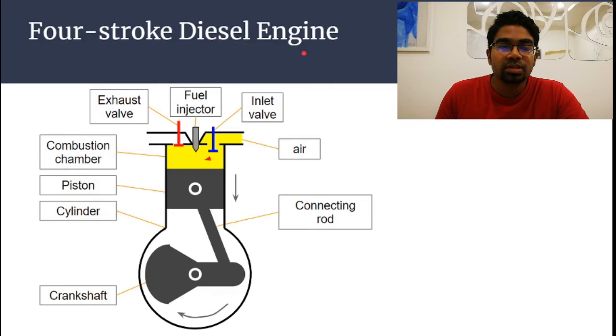A 4-stroke diesel engine is very similar in operation to the 4-stroke petrol engine. There are some key differences. So the first key difference here in the structure is the fuel injector.